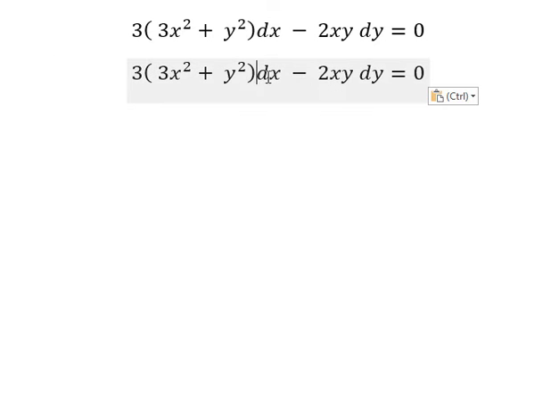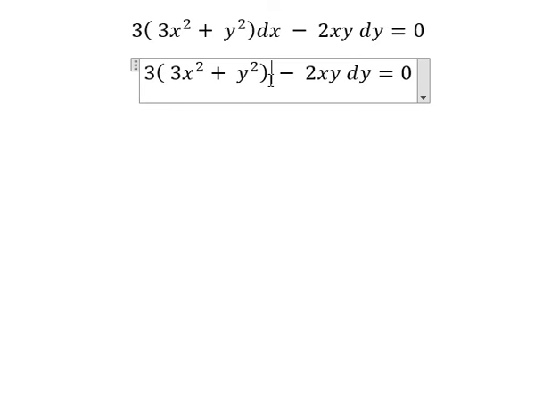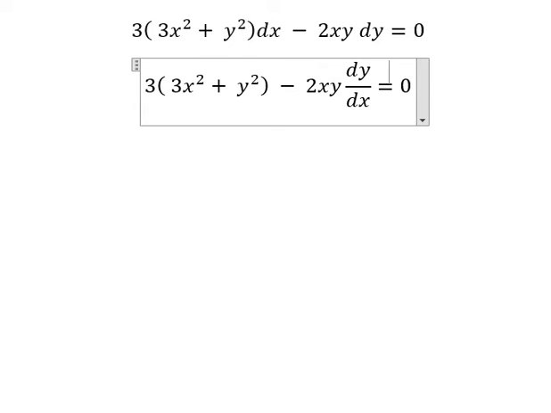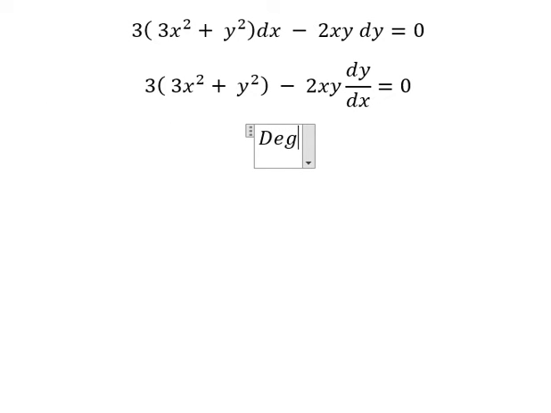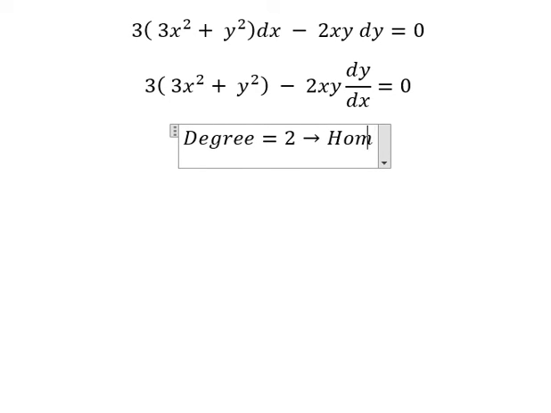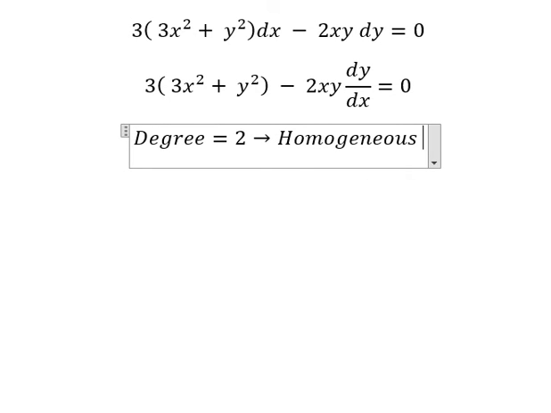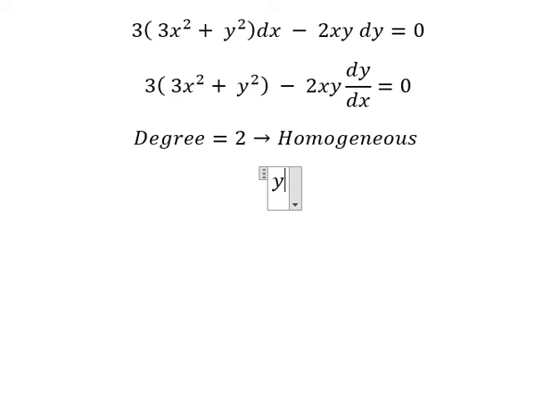We divide both sides by ds. So we have x squared, y squared, sy. They are degree number 2. And this is about homogeneous. So I will put about y equals to vs.